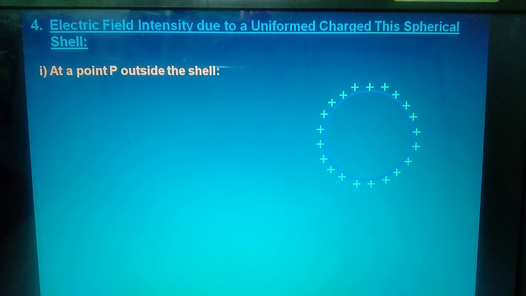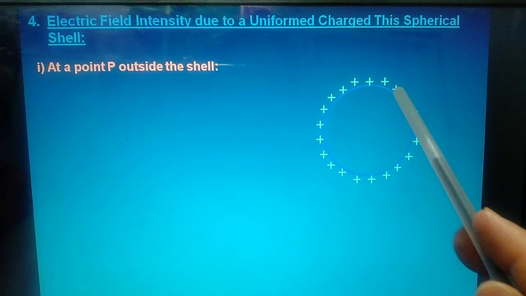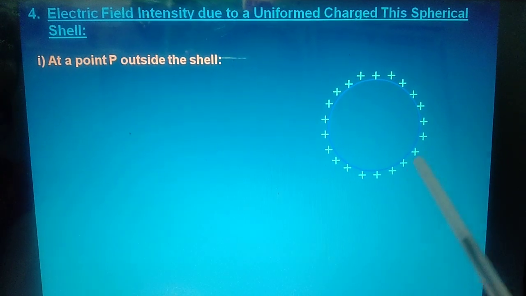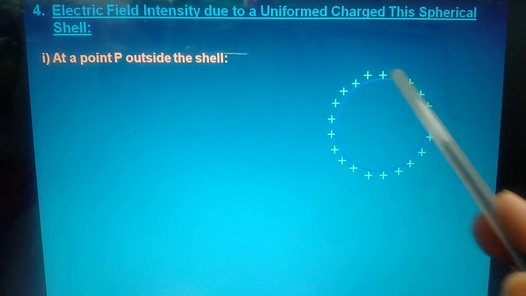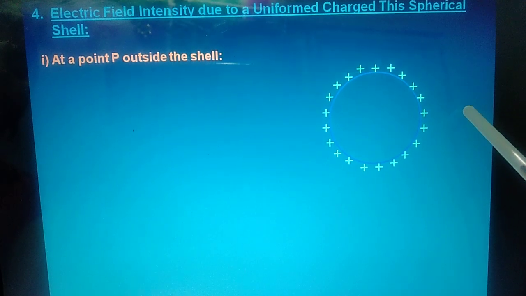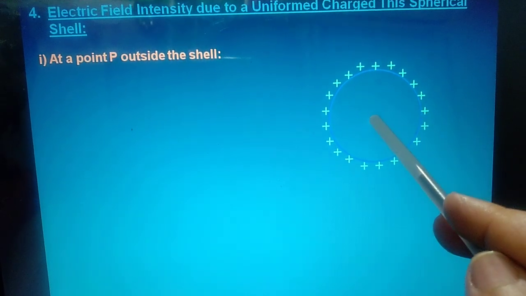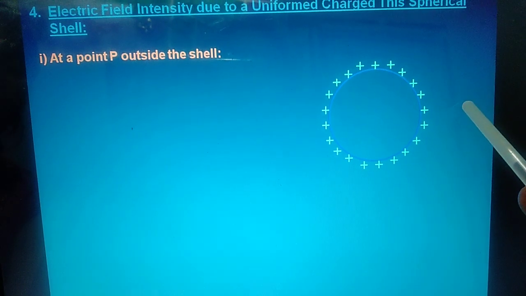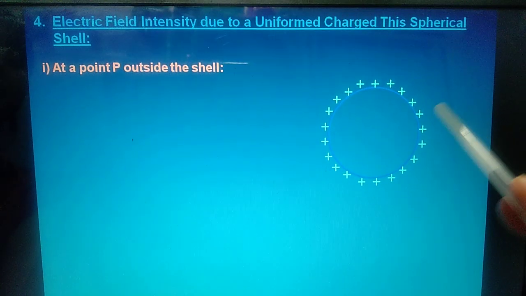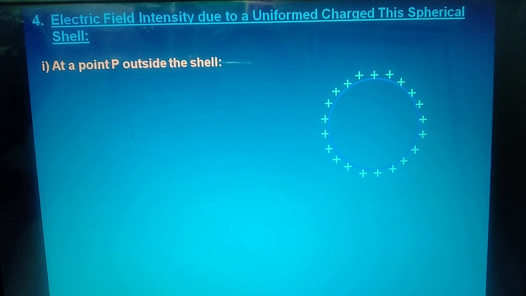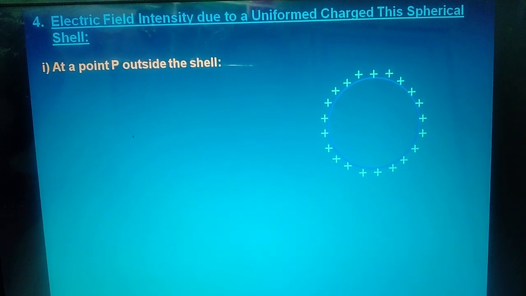Now we wish to find the electric field due to this positive charge which is uniformly distributed on the shell, outside the shell, on the shell, and inside the shell. That means outside the tennis ball, on the tennis ball, and inside the tennis ball. These are the three cases which we will take up here.